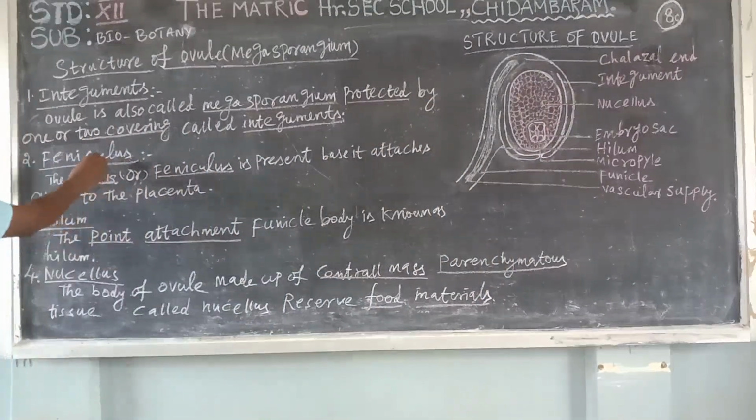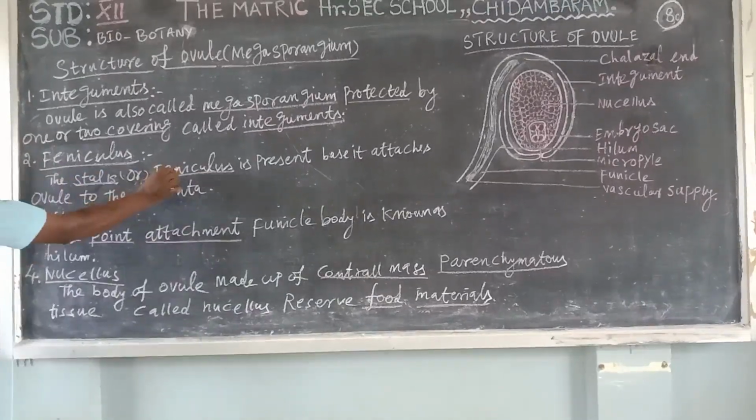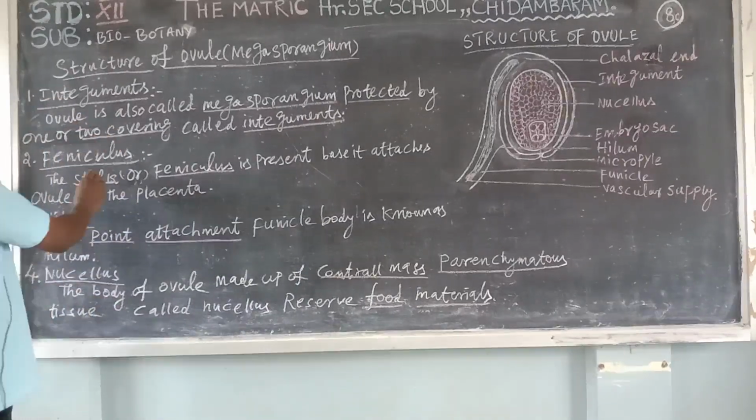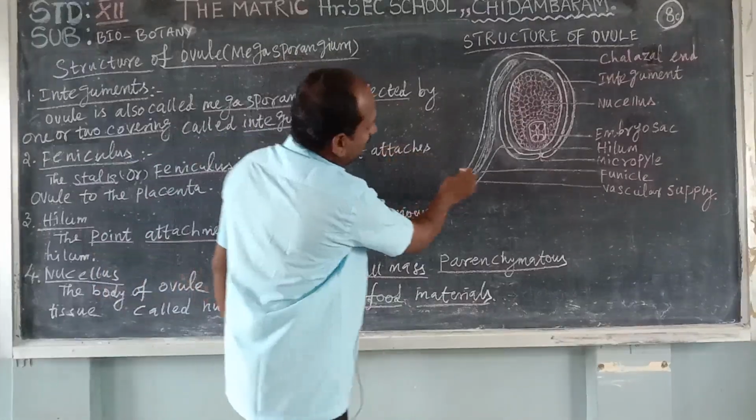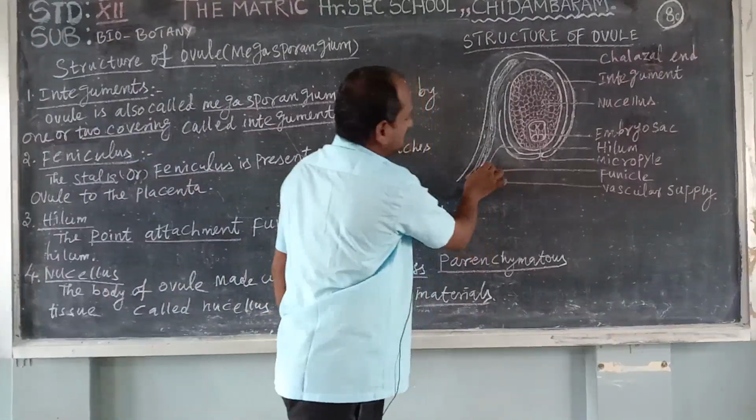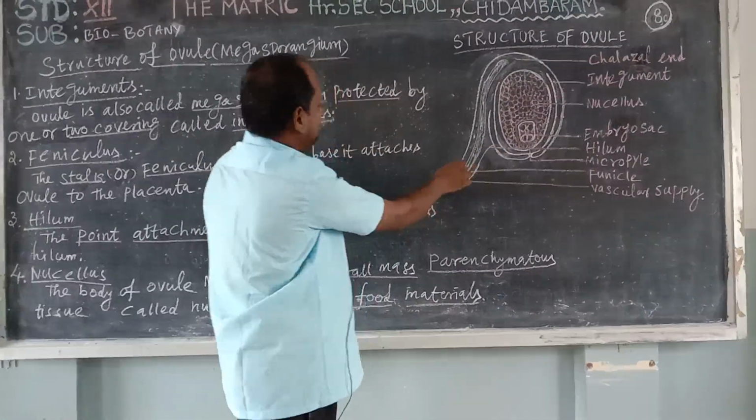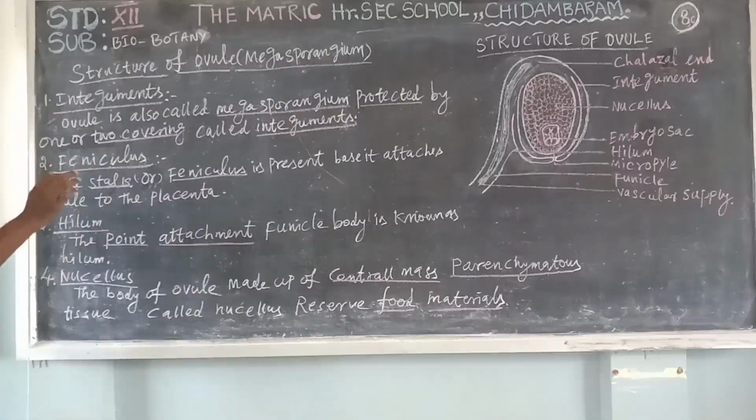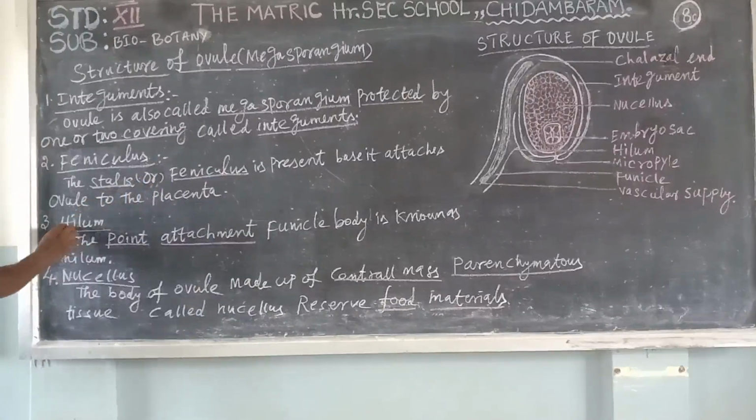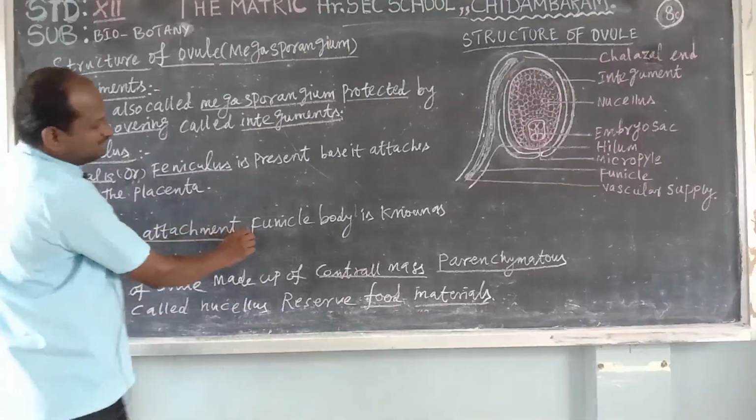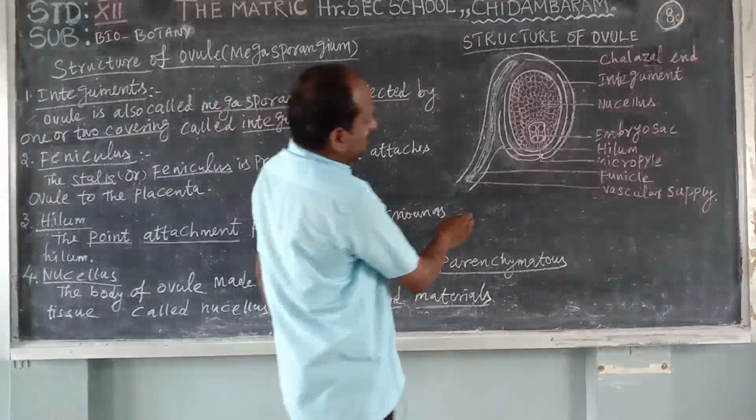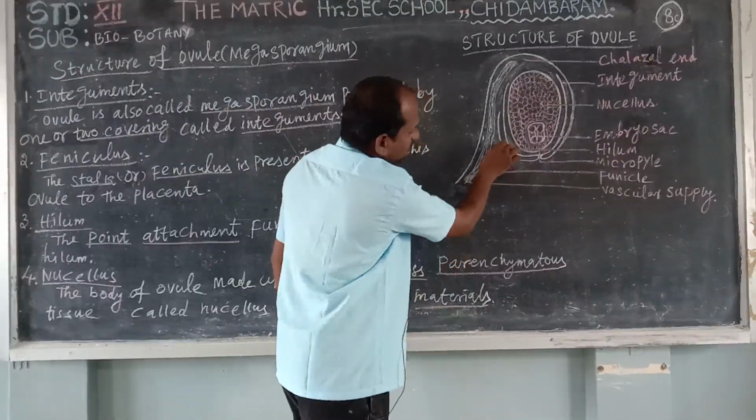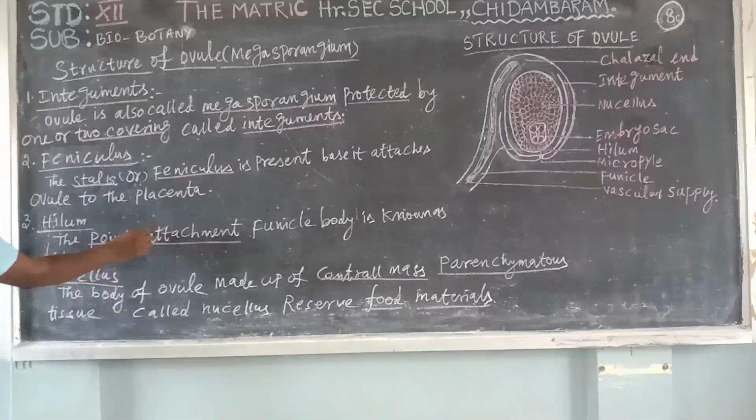Next, the funiculus. Funiculus means the stalk. The funiculus is another name for stalk. The stalk is present at the base, attached. The funiculus is the stalk in shape. The funiculus connects the ovule to the placenta. Each and every ovule is attached to the placenta by the funiculus. Next, the hilum. The hilum is the point of attachment of the funicle body. The point of attachment of the funicle to the body is known as the hilum.